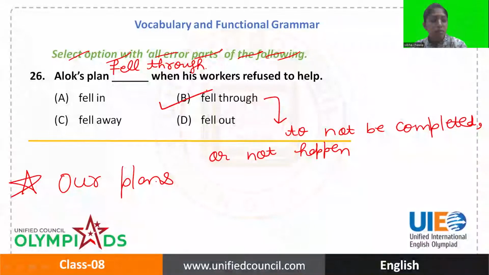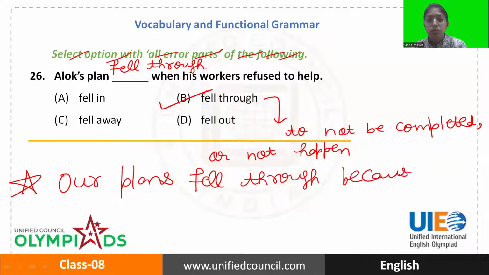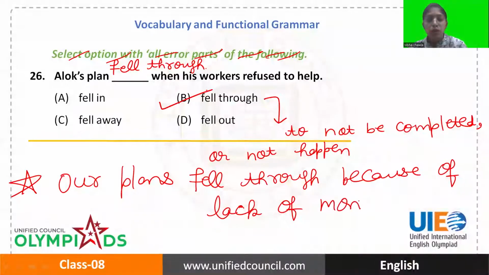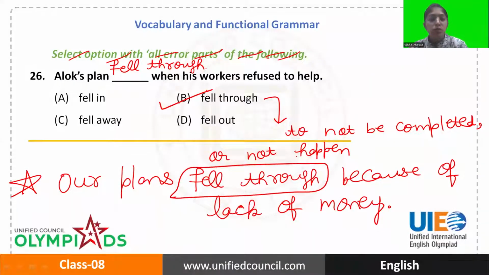Okay, for instance, I can say our plans fell through because of lack of money. Means our plans did not get completed, or our plans did not happen, according to our way, fell through because of lack of money. So it's option B.